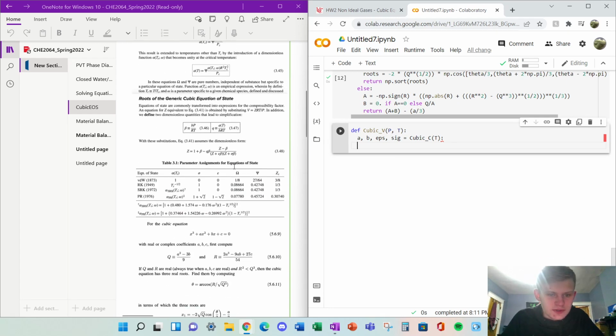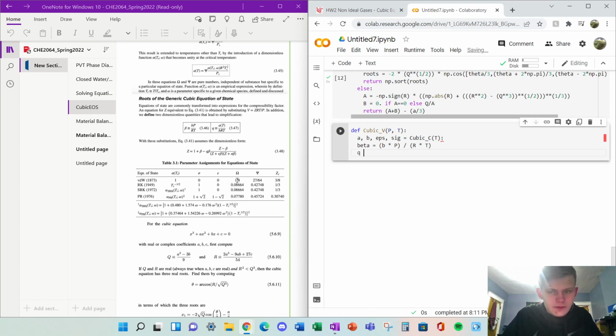So what we want to do here is take our beta value. So we're just going to say beta is equal to our B value times our pressure, and that will then be divided by, sorry, I'm missing the keys here, our gas constant times our temperature. And then our Q value can then be set as our A value divided by our B parameter multiplied by our gas constant times our temperature. Voila.